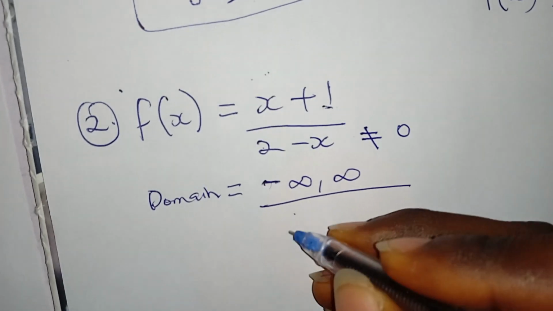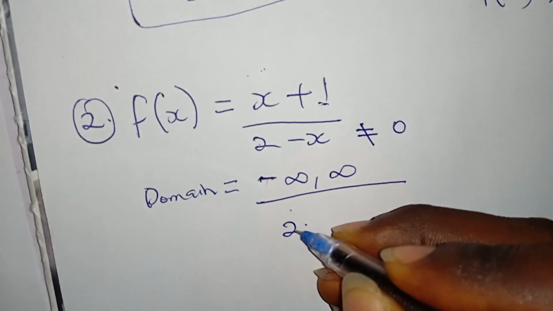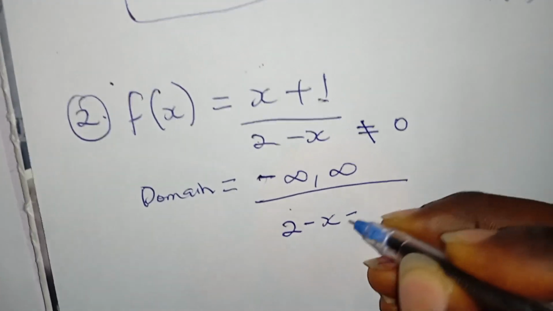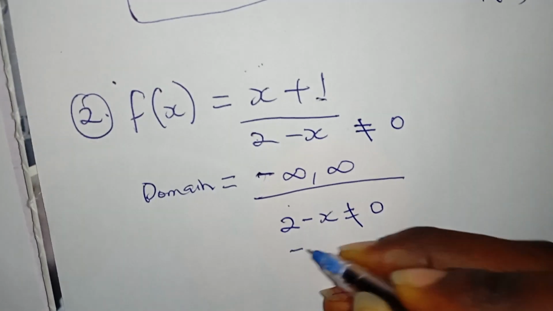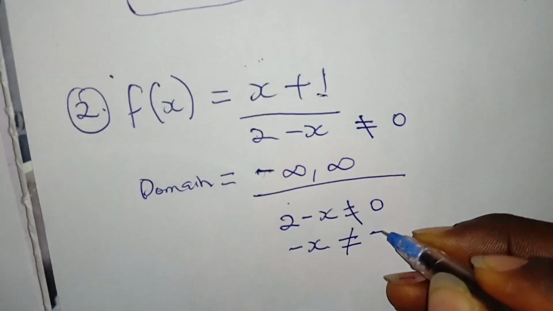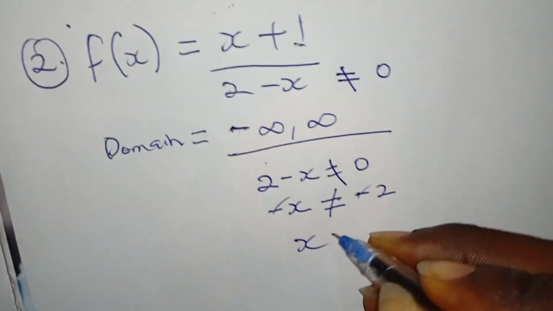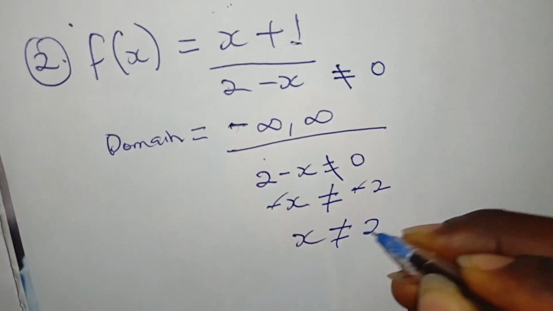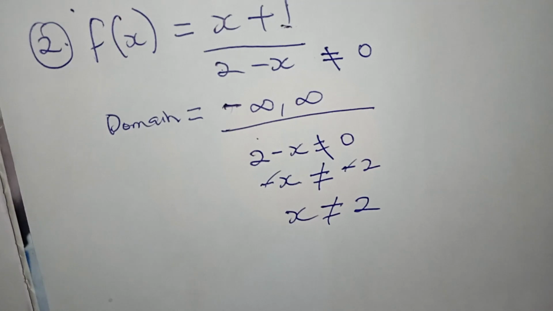So if you know that, this simply means 2 minus x is not equal to 0. And if this is not equal to 0, it means that if I have minus x this way, crossing over, because minus 2, this and this cancel, so x is not equal to 2. So this is the domain.